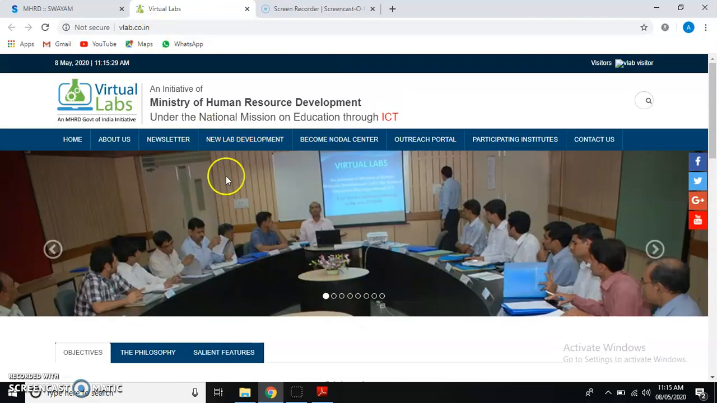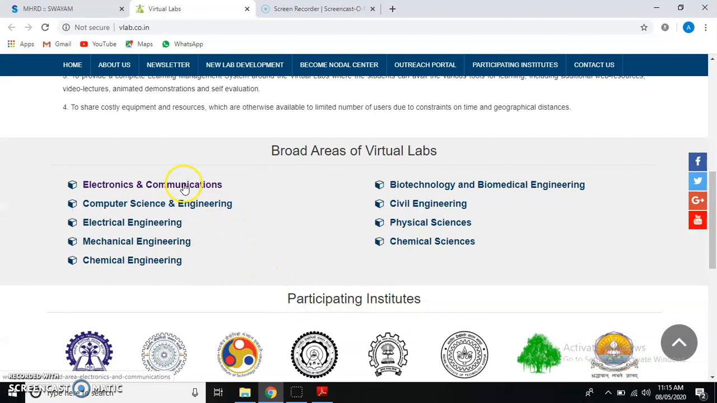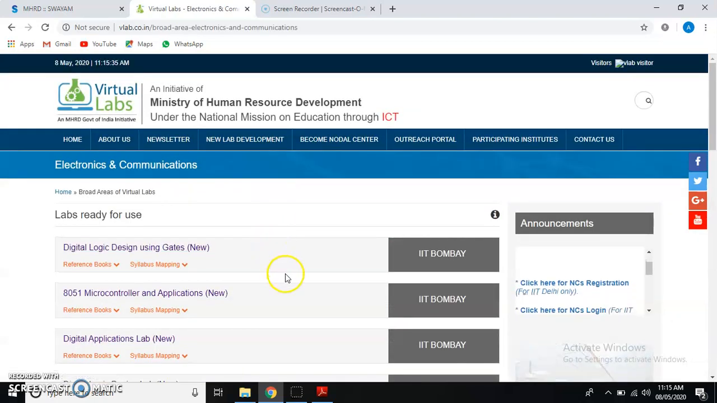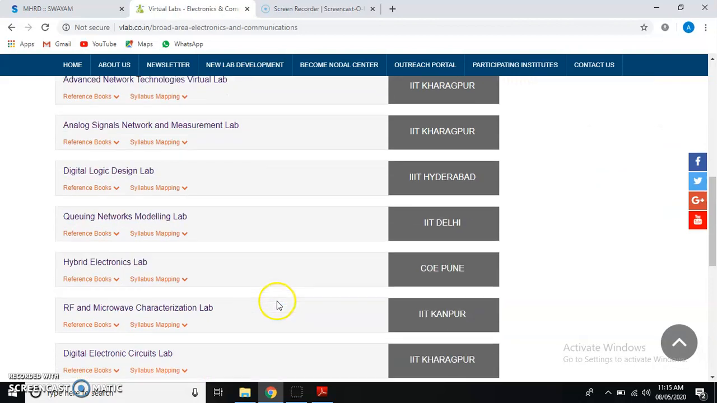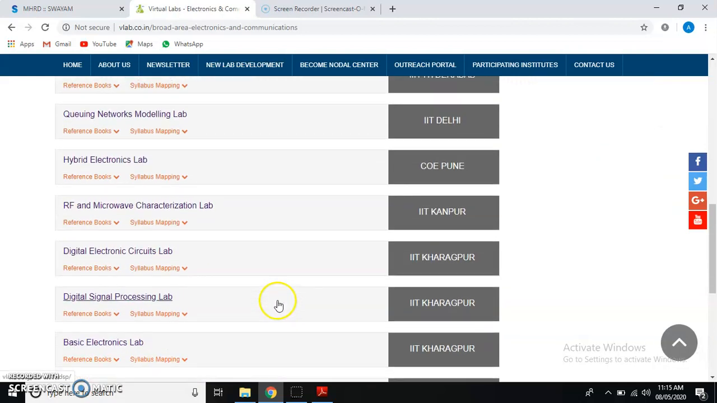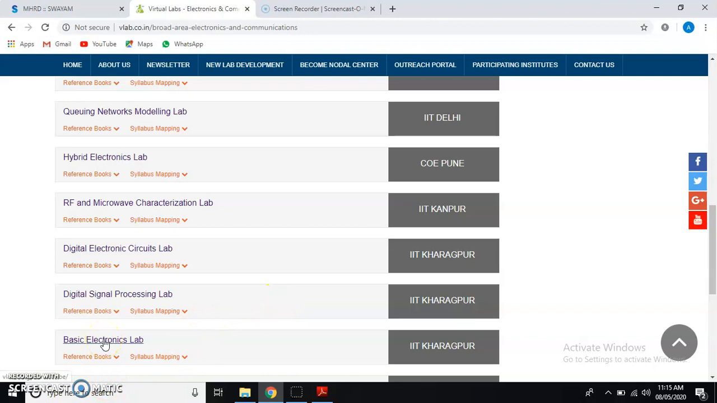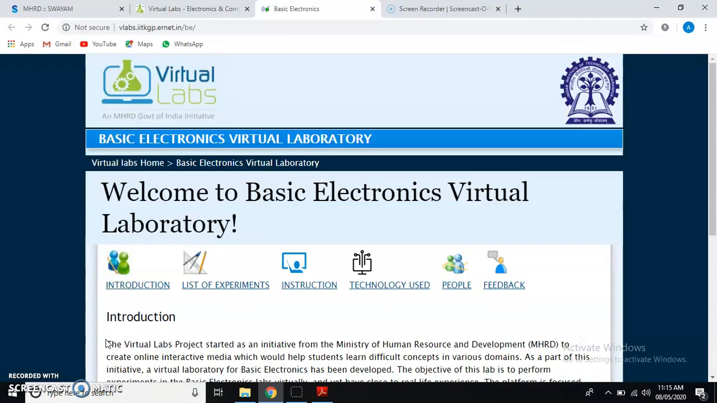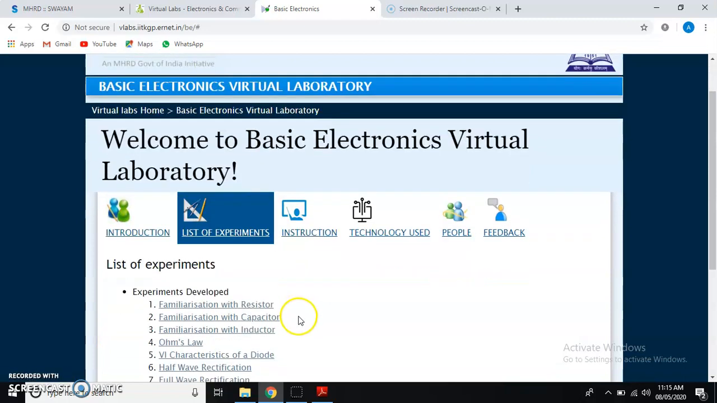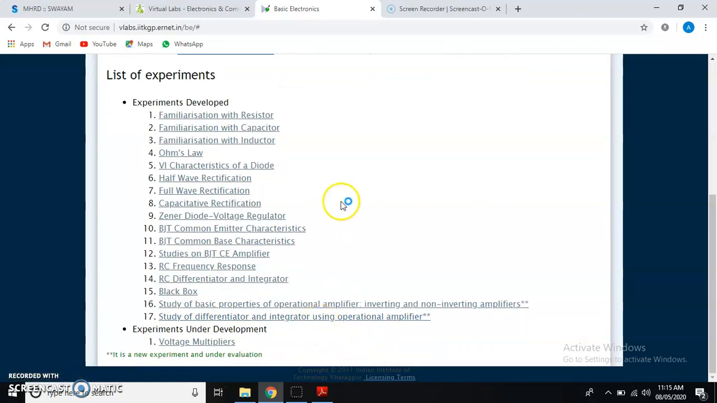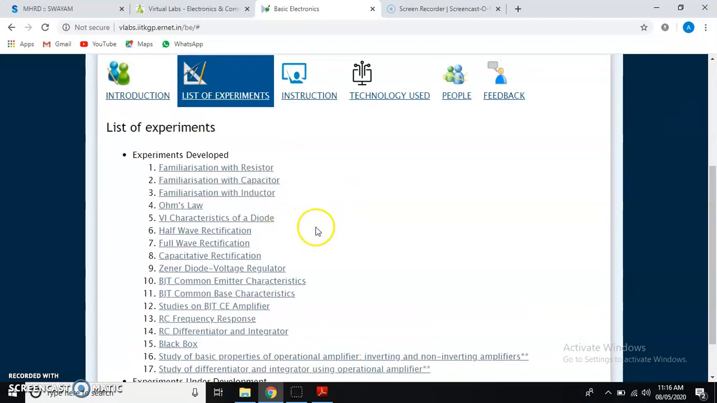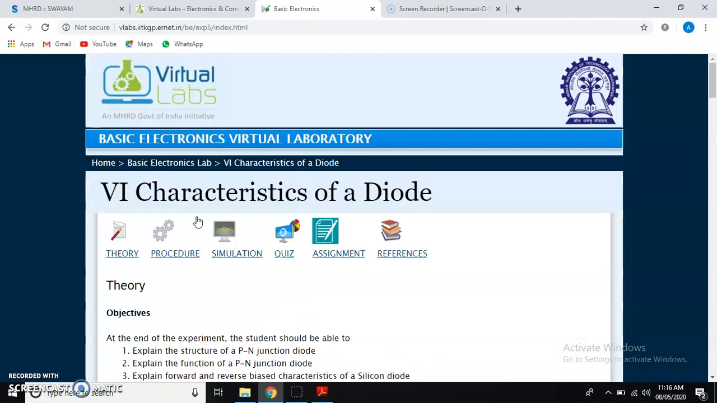Now in this particular website, we have to select electronics and communication. Now these are the labs which are developed and designed by HRD. Now we have to search for basic electronics so as to get that experiment, PN junction VI characteristic. So this is that lab, basic electronics lab by IIT Kharagpur, which consists of these experiments. These are the experiments which we can perform on this particular VLab. So right now we want to perform the VI characteristic of diode. So let's click onto this VI characteristic of diode.